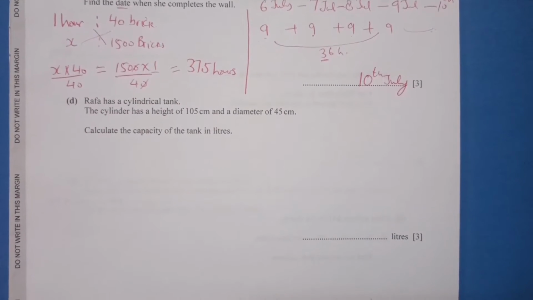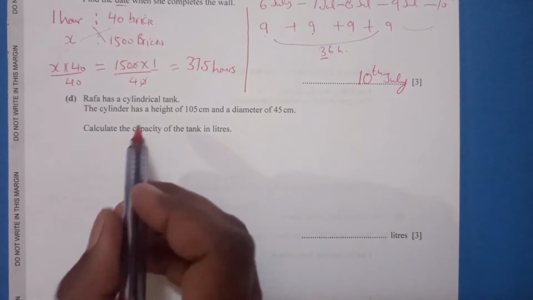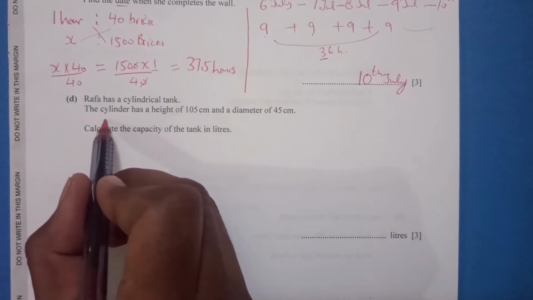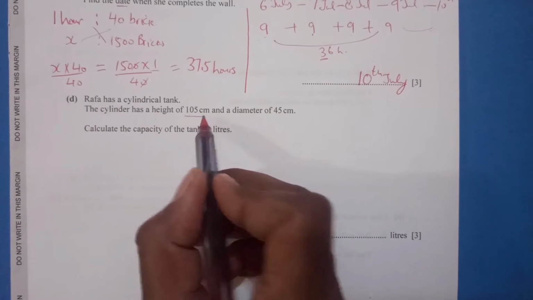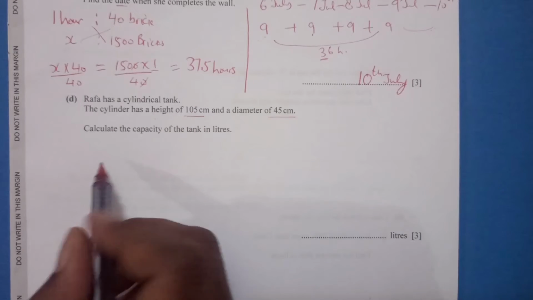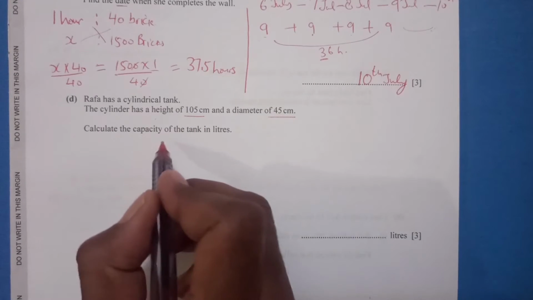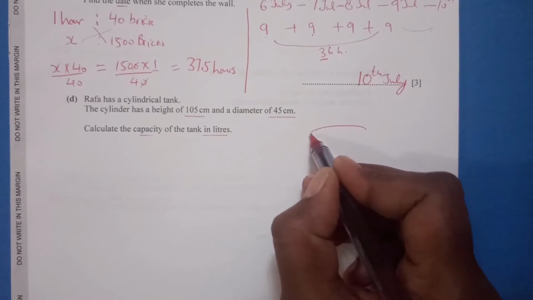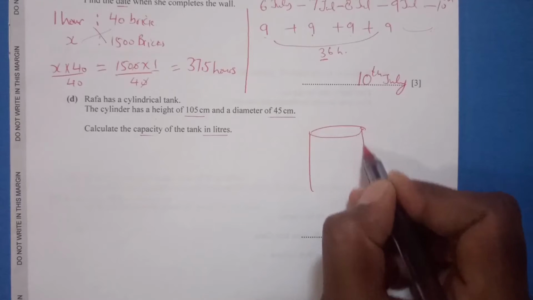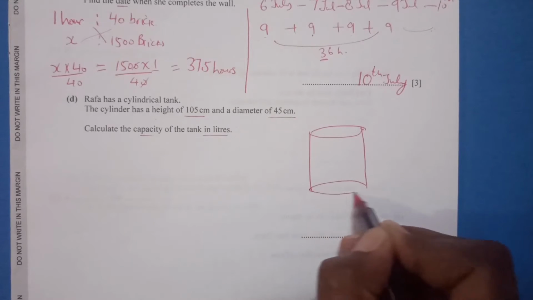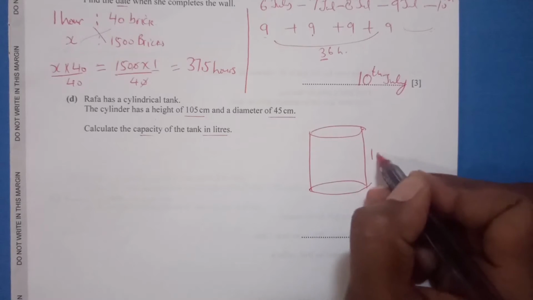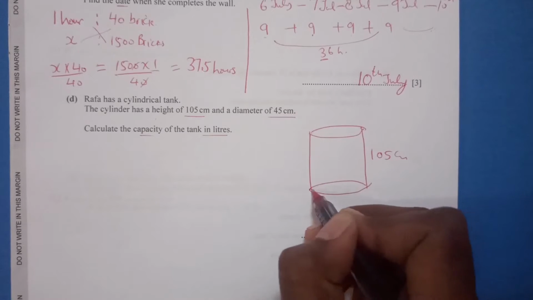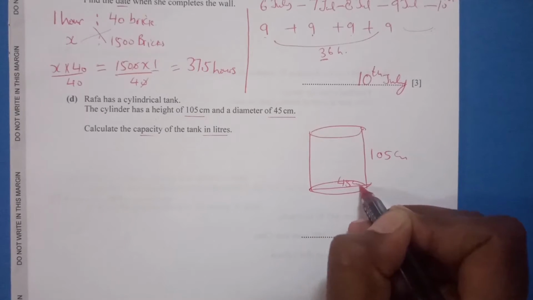Now part D, Rafa has a cylindrical tank. The cylinder has height of 105 cm and diameter is 45 cm. Calculate the capacity of the tank in liters. So this is the cylinder. You can draw a rough diagram. So height is 105 cm and diameter is 45 cm.